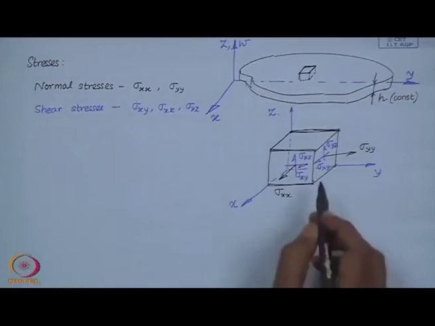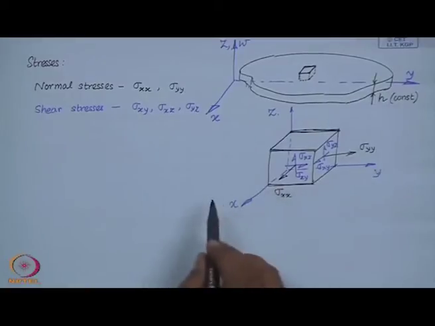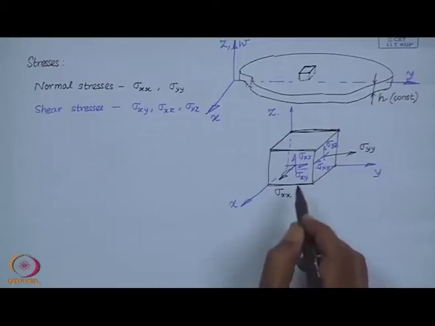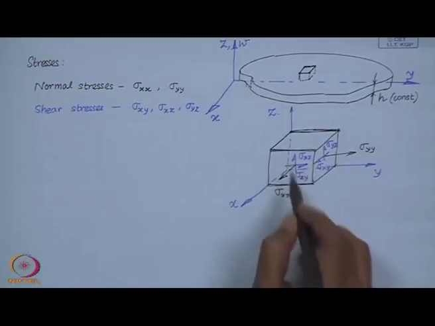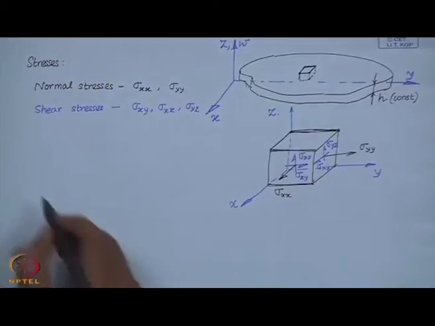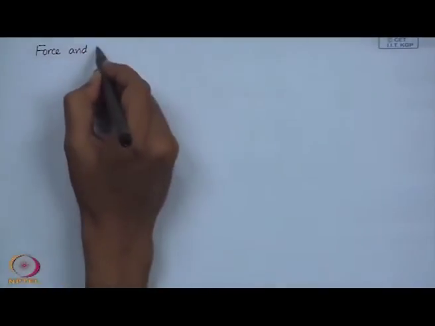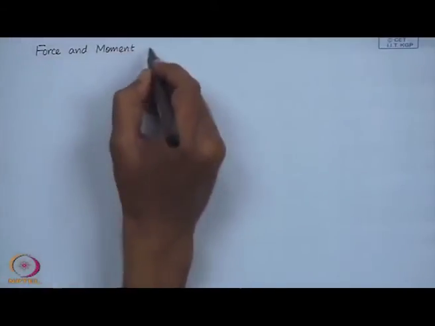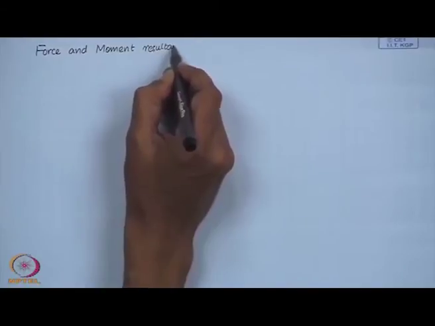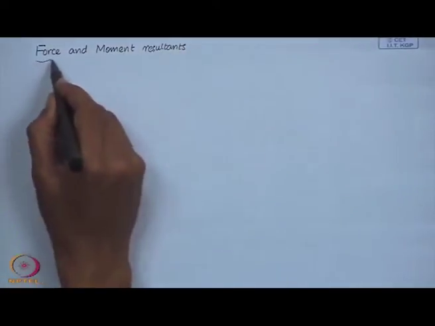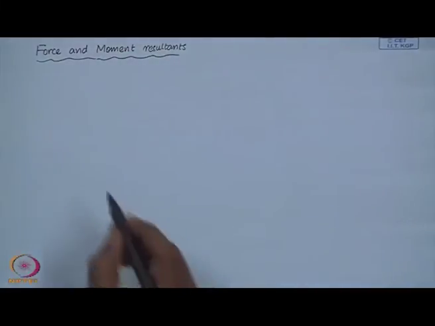Now, when we want to construct a theory in 2 dimensions, we integrate over the thickness of the plate, and we define what are known as the stress resultants, the force and moment resultants, also known as the stress resultants.